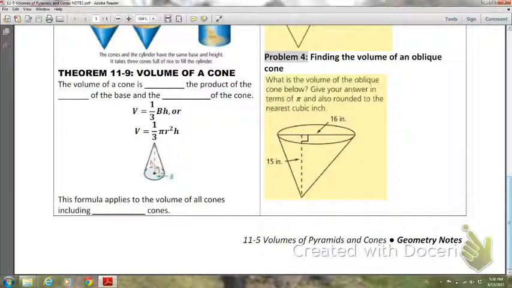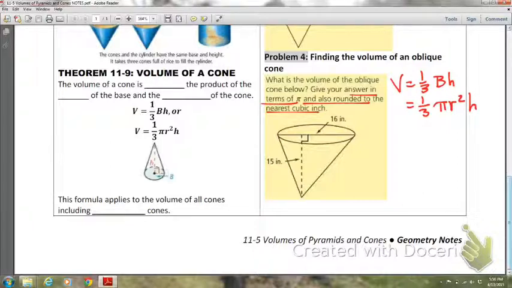In the last problem, we're finding the volume of an oblique cone. This is one where the vertex of the cone is not directly above the center of the base. It's shifted or leaning over to one side. We have to give our answers in terms of pi and also rounded to the nearest cubic inch. So our volume formula is the same: 1/3 the area of the base times the height, which is 1/3 pi r squared, since the base is a circle, times the height.